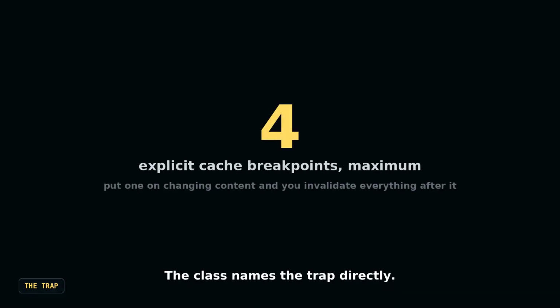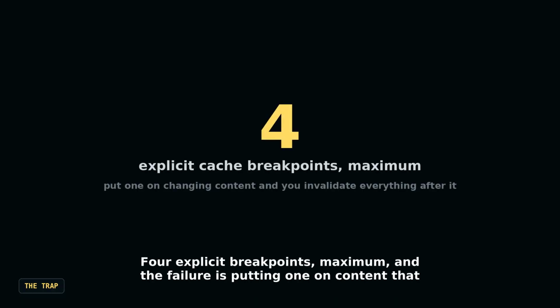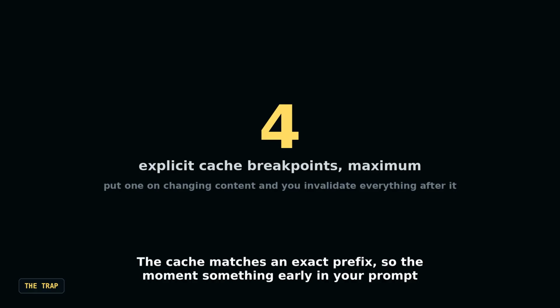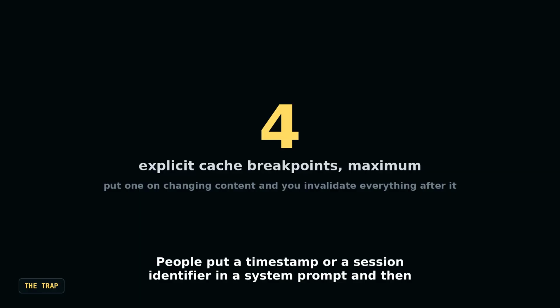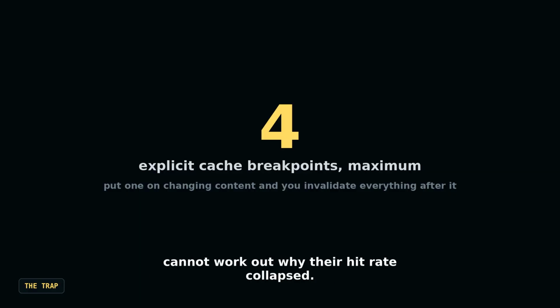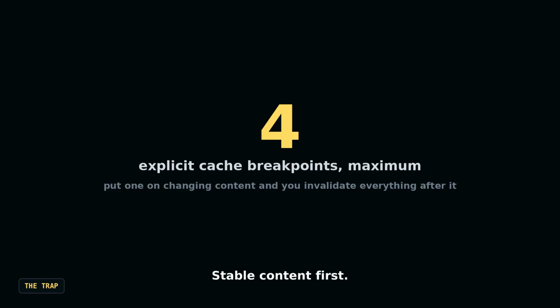The class names the trap directly. 4 explicit breakpoints, maximum, and the failure is putting 1 on content that changes. The cache matches an exact prefix, so the moment something early in your prompt moves, everything after that breakpoint misses. People put a timestamp or a session identifier in a system prompt, and then cannot work out why their hit rate collapsed. Stable content first, volatile content last.